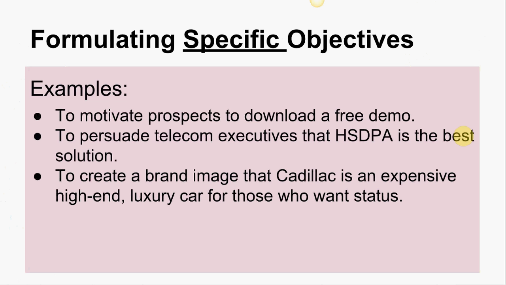In other words, your client wants you to create a new brand image or something, or maybe the client doesn't know what he wants. He just needs markup. He doesn't have an idea what kind of markup he needs. So you come up with some ideas, and you come up with specific ones like this that create a brand image of whatever the product is, as an expensive high-end luxury, so and so.